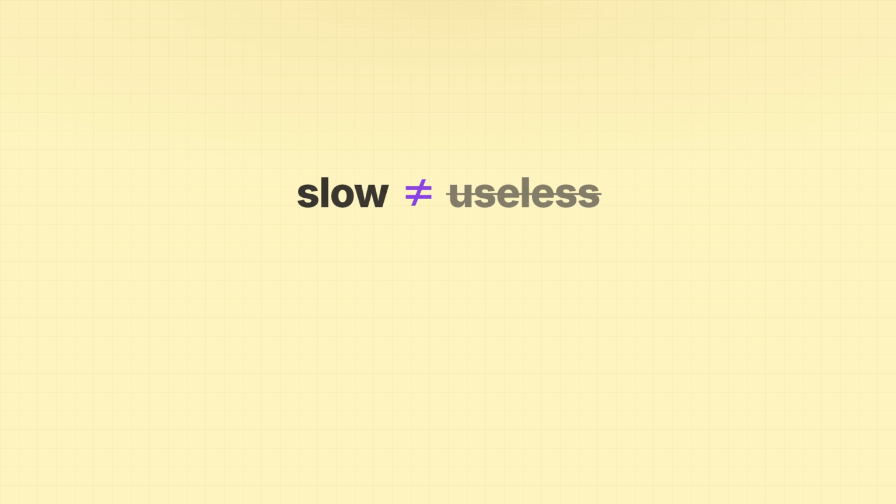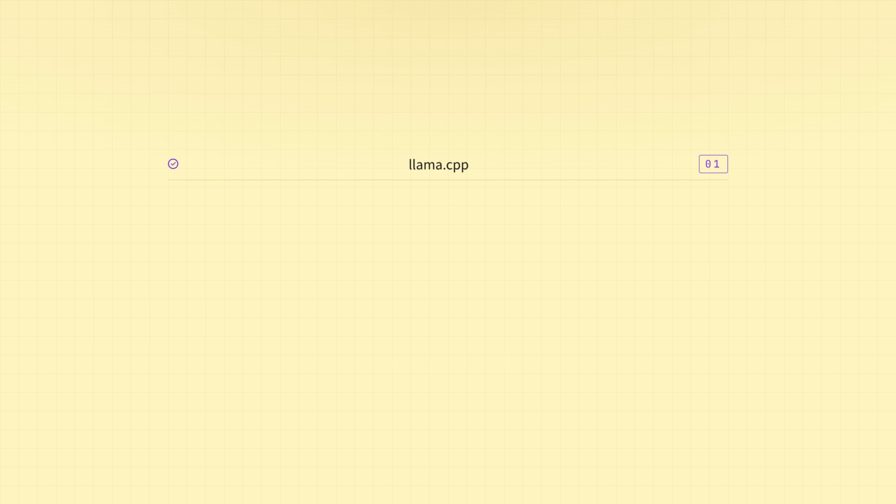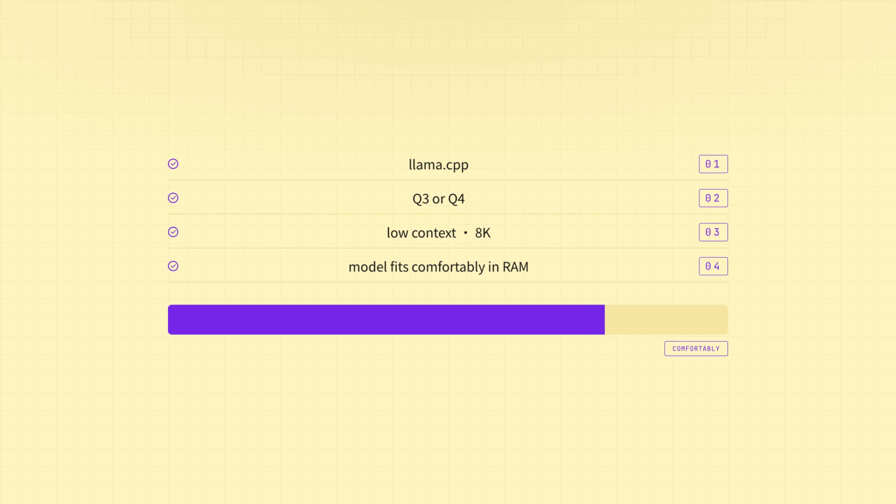A server with many memory channels can feed the model much faster than a normal dual-channel desktop. For a typical PC with 32 or 64GB of RAM, expect a few tokens per second. Large documents and projects will also take time to process. But slow does not mean useless. CPU only can work for offline document analysis, private files, batch jobs, overnight coding tasks, and systems where buying a large GPU makes no sense. Use llama.cpp, choose Q3 or Q4, keep context low, and make sure the model file itself fits comfortably in RAM.